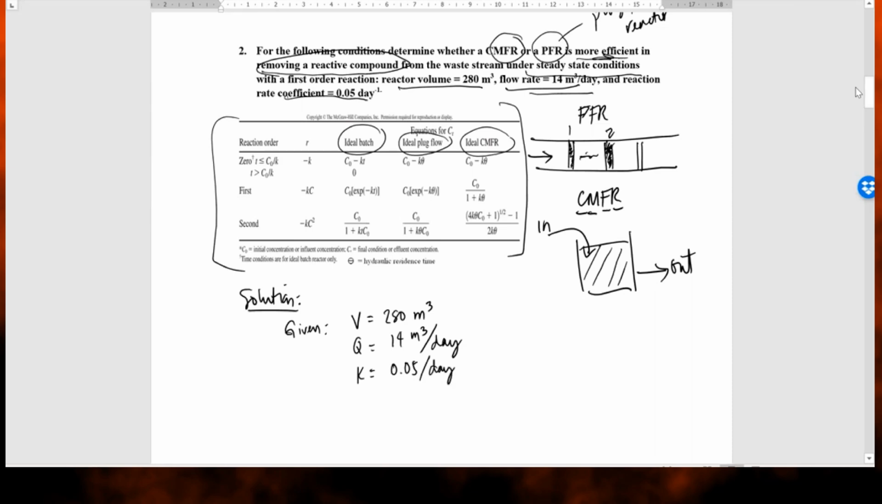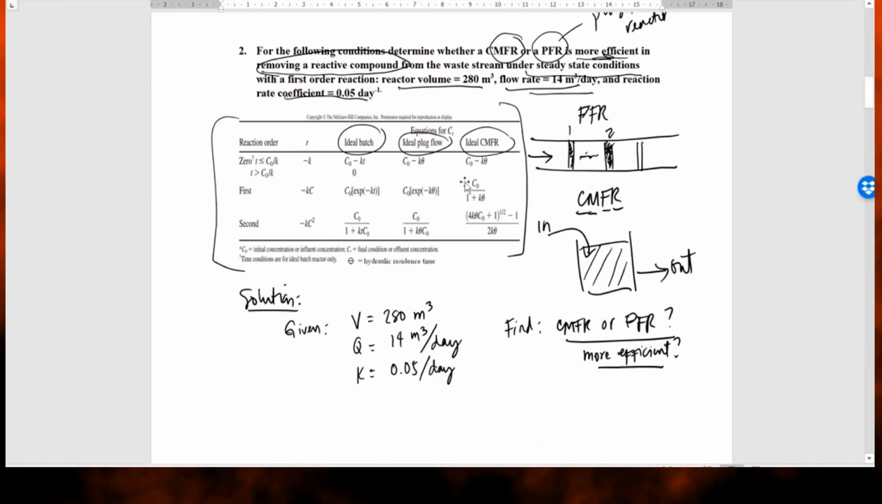What is the question? Whether CMFR or PFR is better. CMFR or PFR, that's the question. So which one of the reactors would you recommend? In order to do that, we need to see which is more efficient. So we need to get the efficiency. So how to get the efficiency?